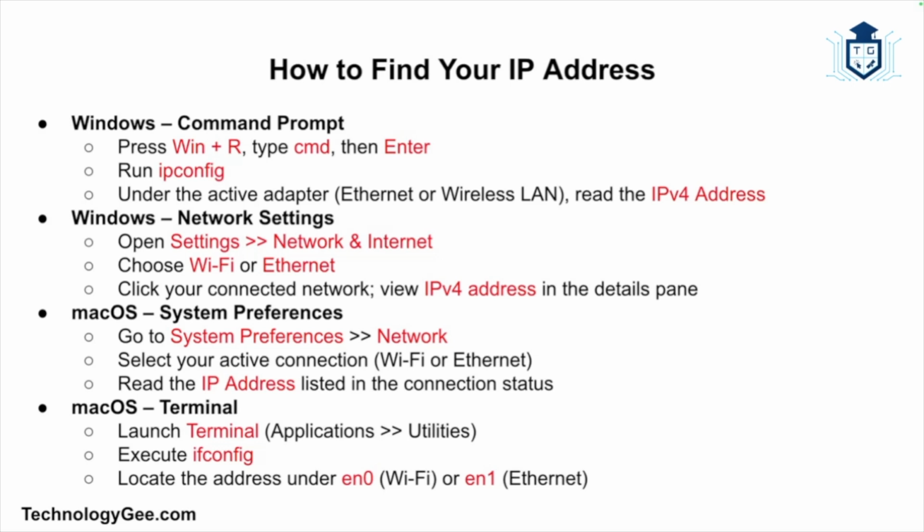Or you can use Mac's terminal, which is the same thing as the command line interface in Windows. So you can open the terminal by going to applications, selecting utilities, and then selecting terminal. Then you want to type ifconfig and then press enter. And your IP address will be listed under the network interface that you are using.